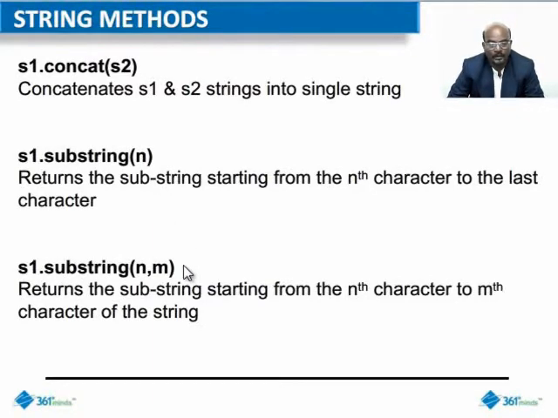The s1.substring(n, m) will return the substring starting from the nth character up to the mth character, which means if you are given the word apple and you give s1.substring(2, 3), then the string p will be returned to you.